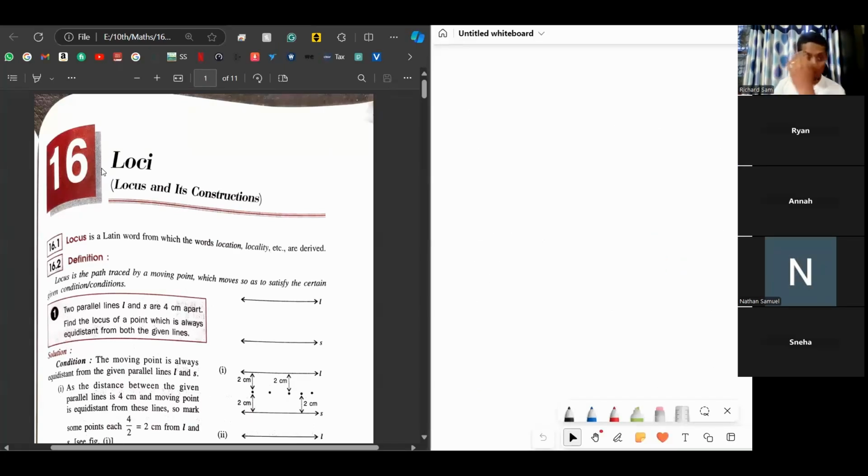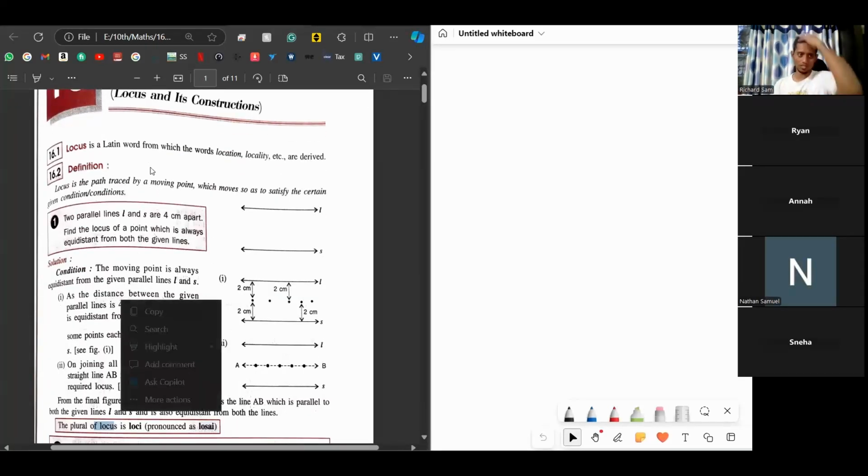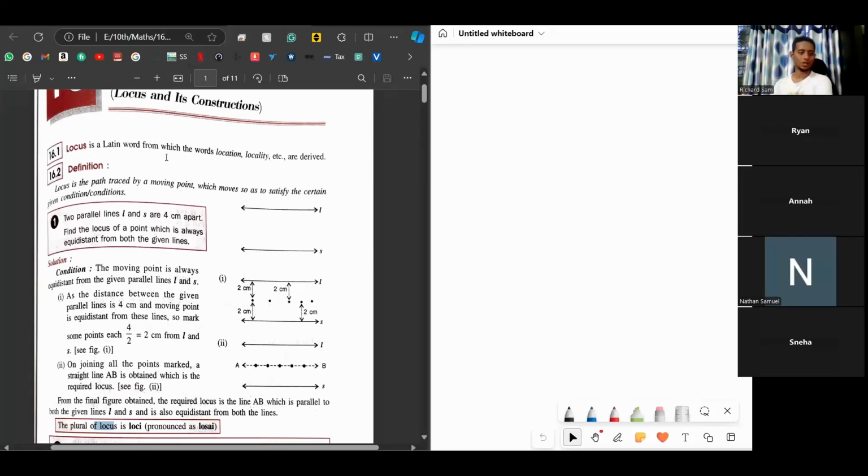Okay, so this chapter is loci. Loci is the plural of locus. Locus is singular. So what's the definition of locus? It is a Latin word from which the words location, locality, etc. are derived. Okay, what's the definition? It's a path traced by a moving point which moves so as to satisfy a certain given condition. It is a path taken by a point, and that point satisfies a certain given condition.